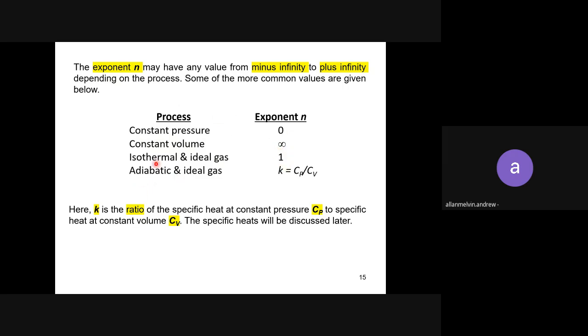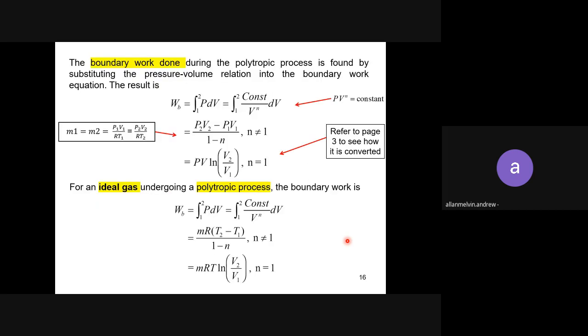If adiabatic, meaning no heat transfer, Q equals 0, and it's an ideal gas, so you take the value of k equals Cp over Cv. So the values of Cp and Cv you can get from your thermodynamic table. So here k is the ratio of the specific heat at constant pressure, Cp, to the specific heat at constant volume, Cv. The specific heat will be discussed later.